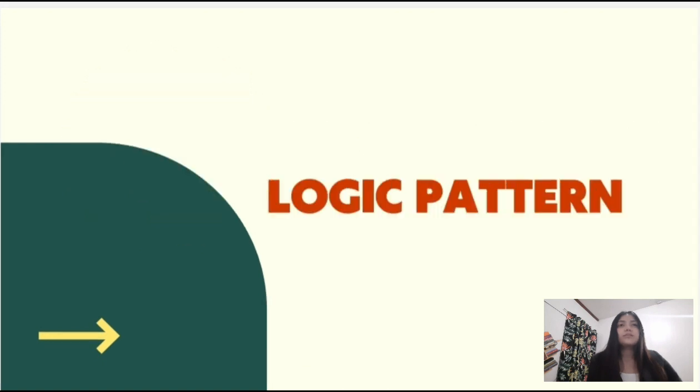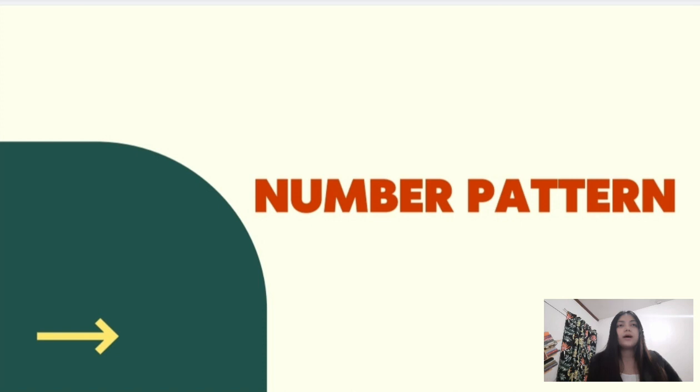The first one is logic pattern, which is all about classifying things. The second one is number pattern, which establishes the relationship between all the numbers. Basically, number pattern is defined as a list of numbers that follow a certain pattern or a sequence.